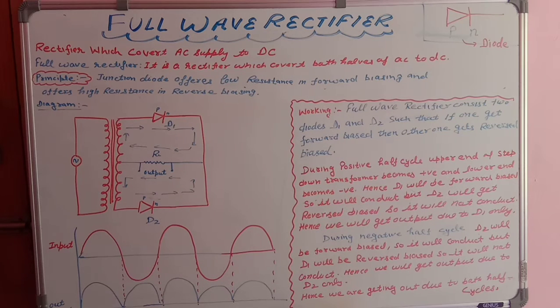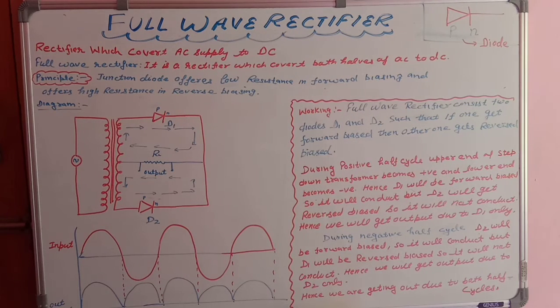A diode is a combination of two types of semiconductors, that is p-type semiconductor and n-type semiconductor, and this is the symbol for a diode, or we can call it a PN junction diode. Dear students, after that you must know about forward biasing and reverse biasing of a diode.